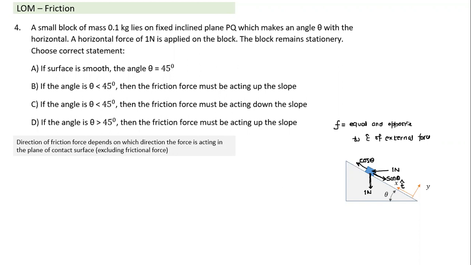Now what will happen? If we take the upward direction as positive x, the external force is cos theta minus sine theta. The friction force will be negative of this. If theta is less than 45 degrees, cos theta is greater than sine theta, so this force will be positive. It means the force is acting upwards, in the positive x direction. In that case, friction force will act downwards. When theta is less than 45, external forces act upward and friction force acts downwards.